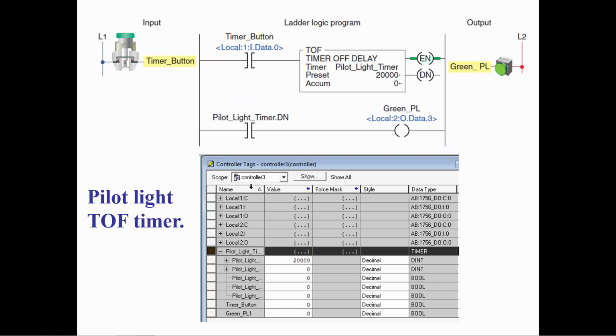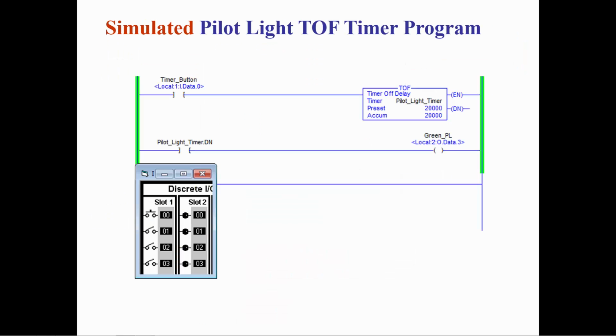This is a simple ladder logic program to demonstrate the off-delay timer instruction. When the switch is closed, the done bit turns on the green pilot light immediately, but timing does not start until the button is released.